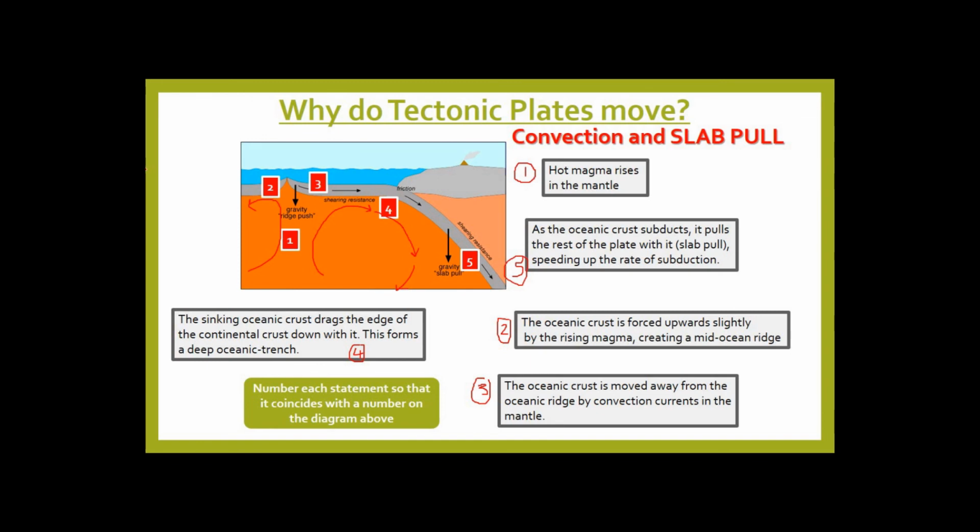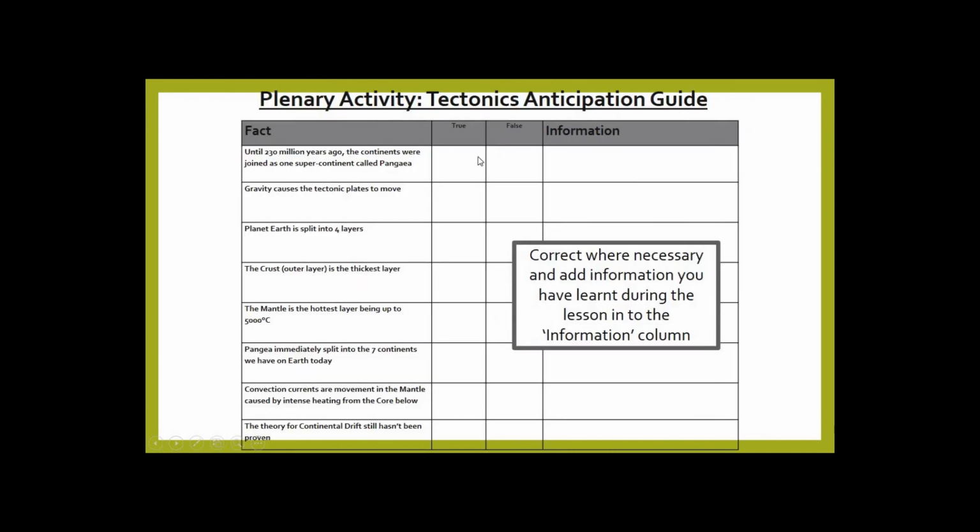Okay, so check your answers, make any corrections you need to make. And let's come back around to the anticipation grid we had at the start. So, until 230 million years ago, the continents were joined as one supercontinent. True or false? Yeah, it's true. Pangaea broke up about 230 million years ago, and it made Laurasia and Gondwana land.